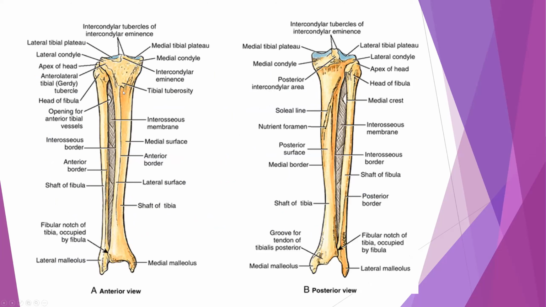This is the tibia and fibula: medial tibial plateau, medial condyle, lateral condyle, tibial tuberosity, and this is the head of the fibula, shaft of the tibia, medial malleolus formed by the tibia, and the lateral malleolus formed by the fibula. This is the anterior view, and this is the posterior view.